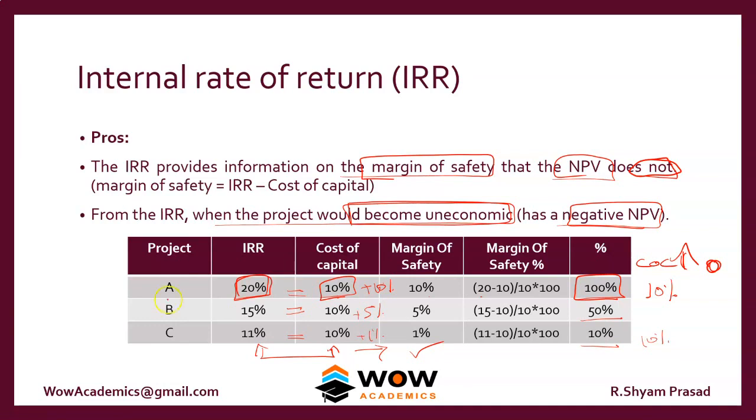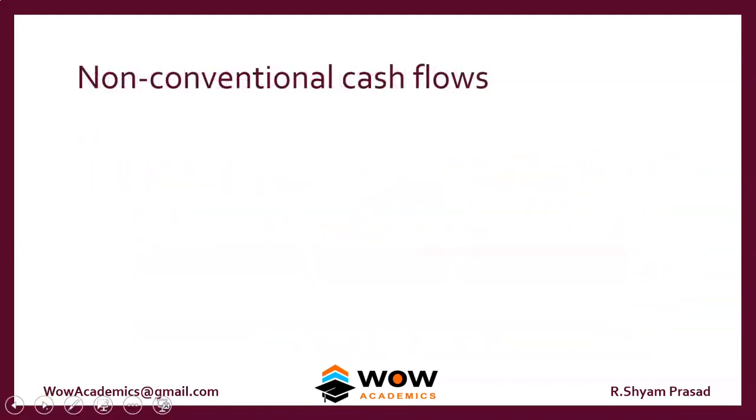So which is the best project? Project A is the best one, because you don't need to worry about the cost of capital doubling up or becoming another 100% higher, because that's not going to happen at all. But project C is very sensitive, because there might be a chance that cost of capital can move by another 10% and the project will become totally worthless. So even if you do a good job, the project itself becomes unviable. So that's about the pros of IRR. It indicates risk. Now we'll see what non-conventional cash flows are.